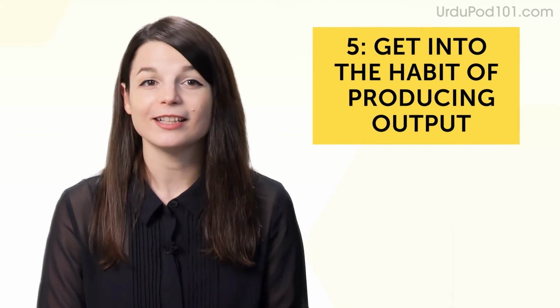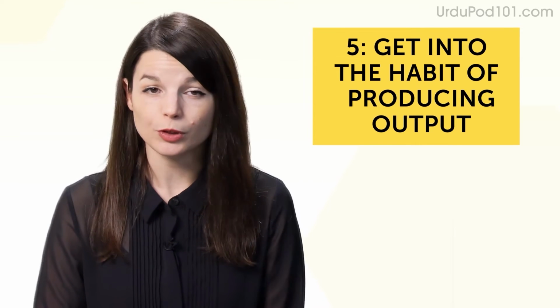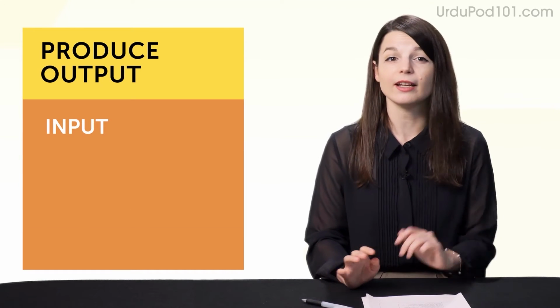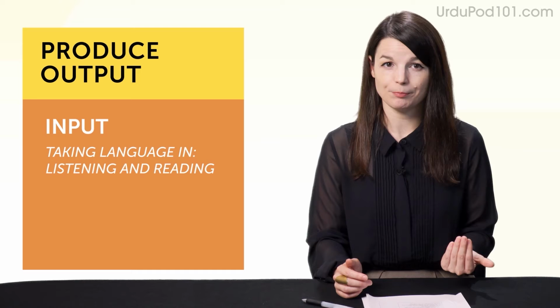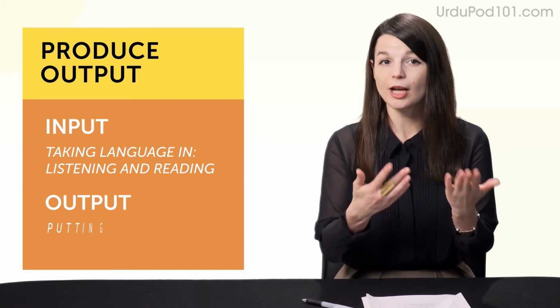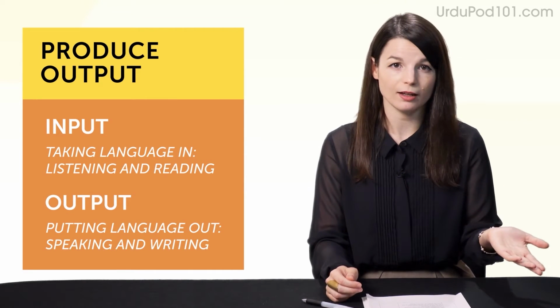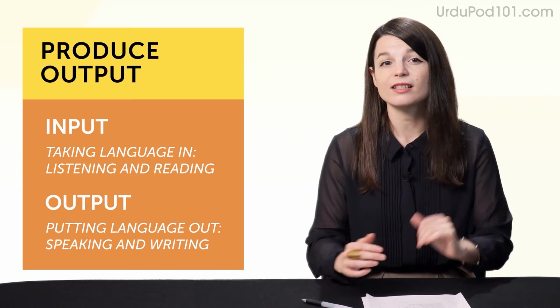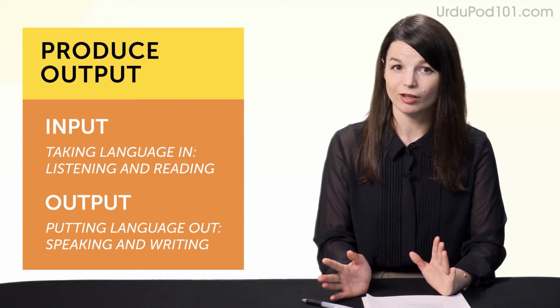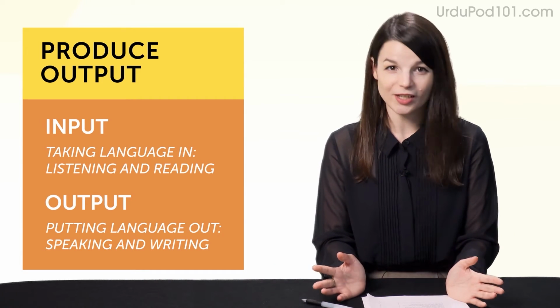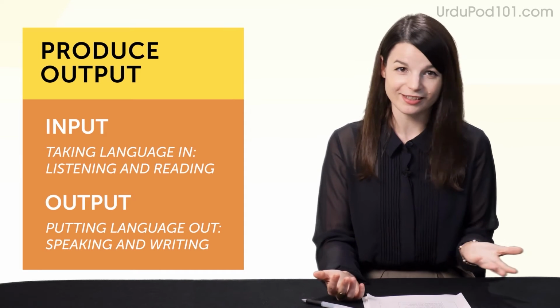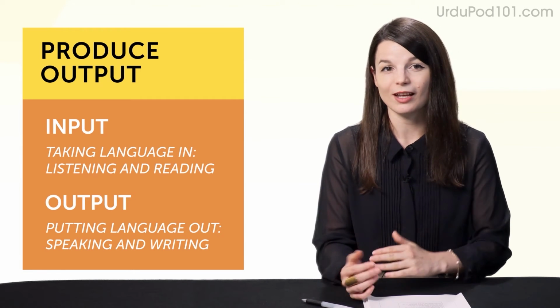Habit number 5, get into the habit of producing output. So input is taking language in, listening and reading, and output is putting language out, so speaking and writing. The point here is it's easy to just sit and listen and watch YouTube videos. You can listen to lessons all day long, but listening helps with listening. It won't get you speaking the language.